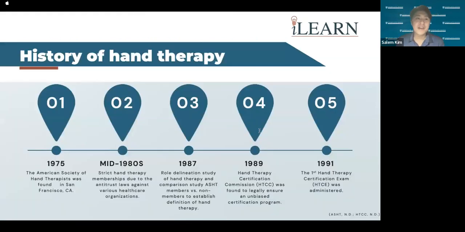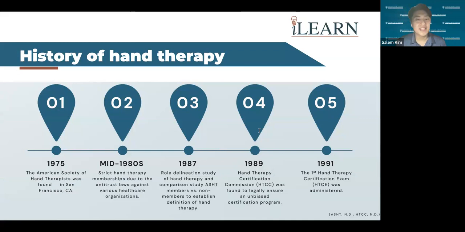The history of hand therapy is much younger than the occupational therapy history. Few points that I want to highlight through this timeline is that the first organization for hand therapy, the American Society of Hand Therapists, were found in 1975 in San Francisco, California.